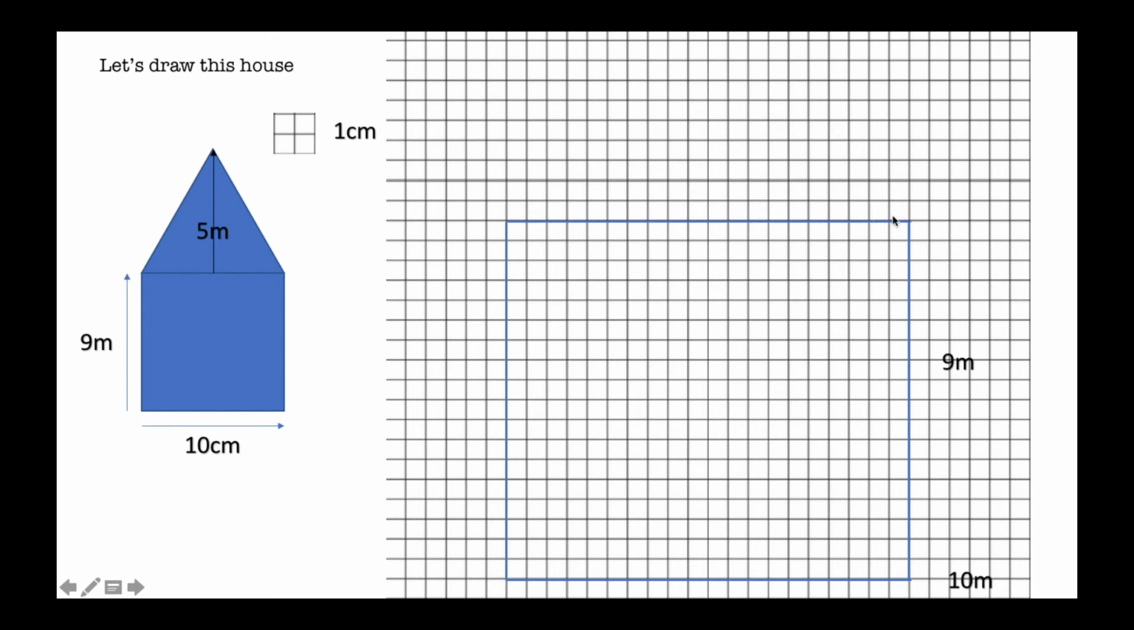Okay, so we've got 9 large squares there and 10 large squares along here. Finally, this 5 metres here, we can just measure 5 centimetres going up and then just draw our sides going down and label it. Now the only thing that I haven't done here, which you should, is write down 1 centimetre equals 1 metre, because you will have to give it a scale unless it already has done so for you.